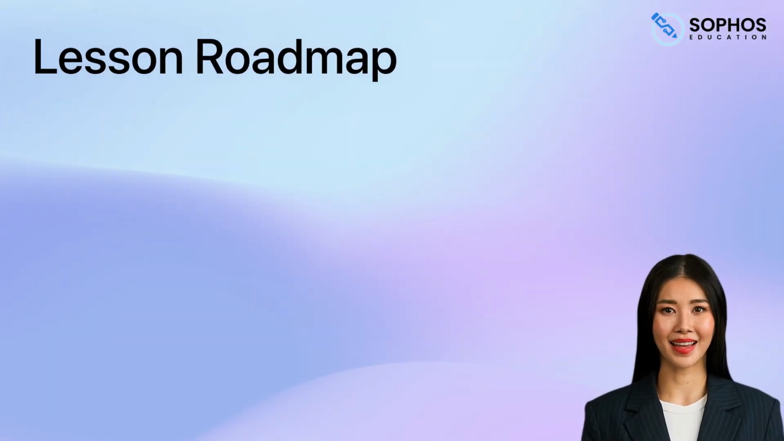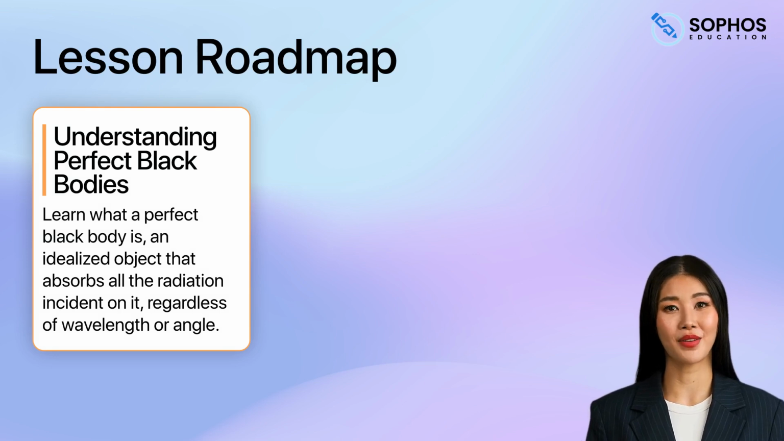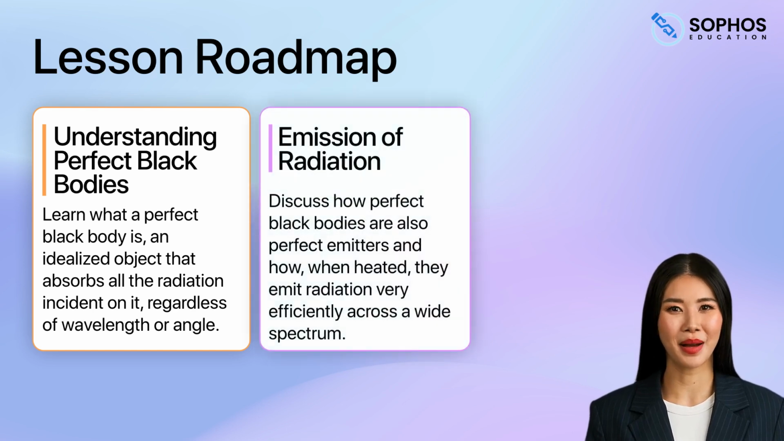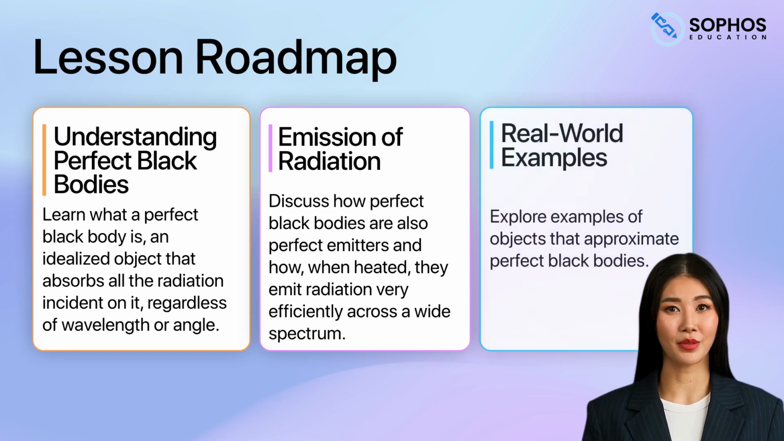We will begin today's lesson by learning what a perfect black body is, an idealized object that absorbs all the radiation incident on it, regardless of wavelength or angle. Next, we will discuss how perfect black bodies are also perfect emitters and how, when heated, they emit radiation very efficiently across a wide spectrum. Finally, we will explore examples of objects that approximate perfect black bodies.